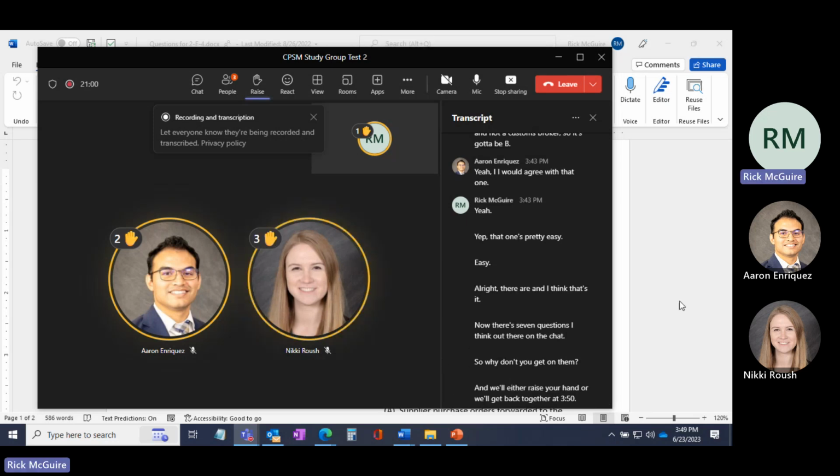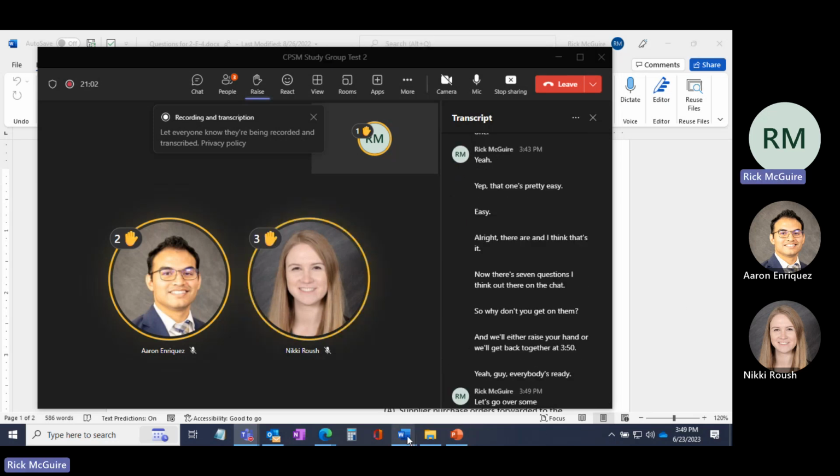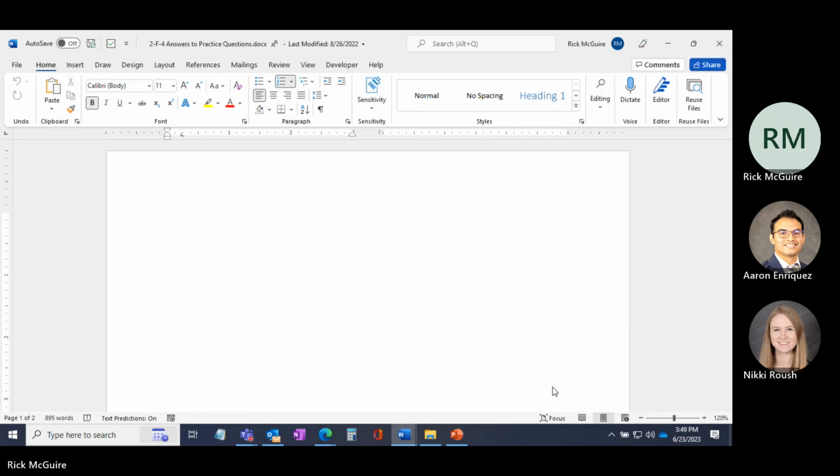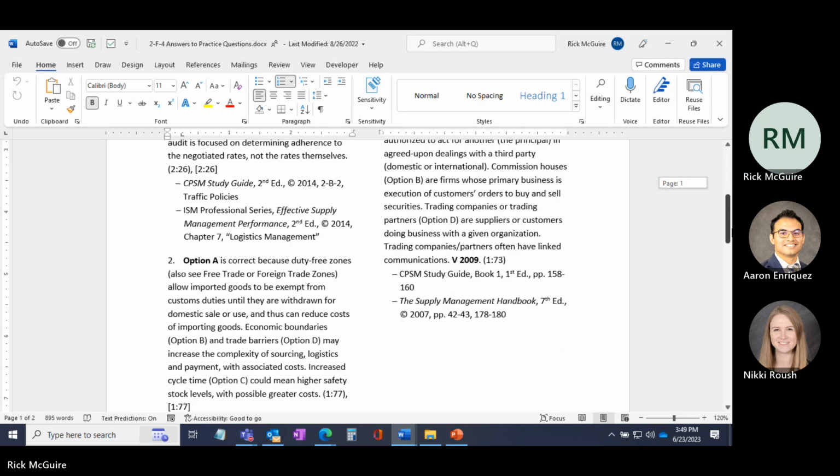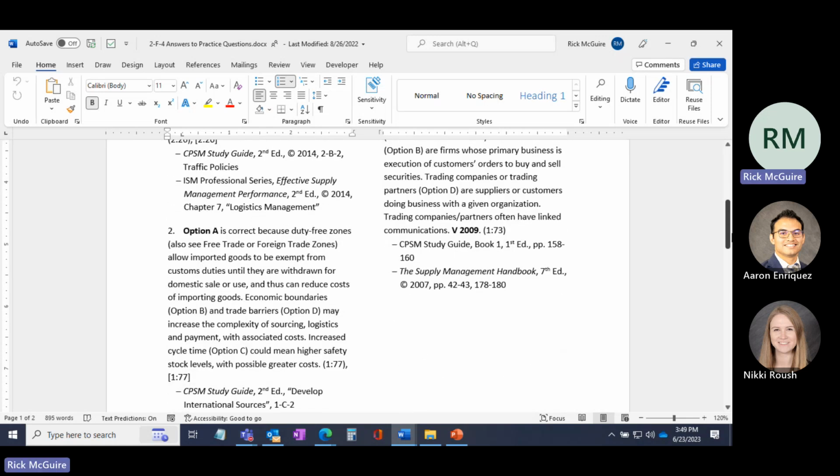Okay, everybody's ready. Let's go over some answers. All right, number 1 is A, because an audit of invoices to check for accuracy would involve examining the carrier's charges as reflected on the invoices. 2 is also A, because duty-free zones allow imported goods to be exempt from customs duties, thus cannot reduce costs of importing goods.